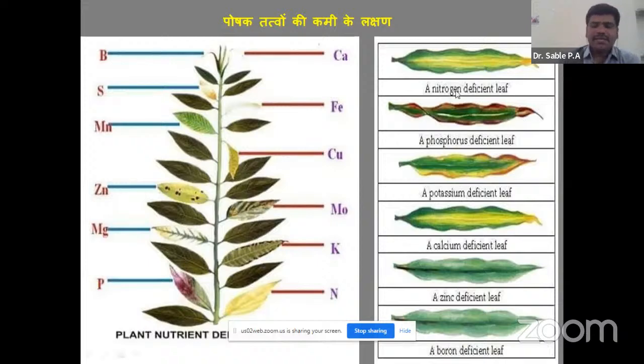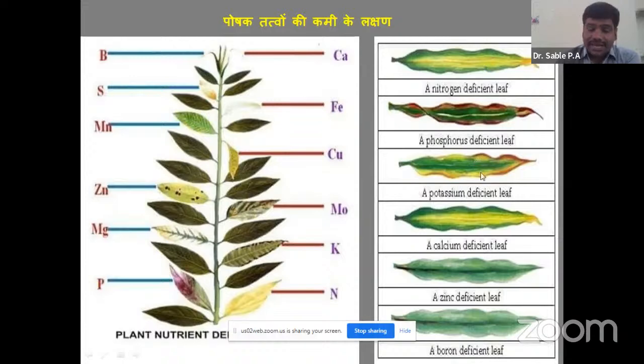Here you can see the deficiency symptoms shown by the plants, which are monocots, and in this picture the deficiency symptoms shown by dicots also. Here we can see internal necrosis, the yellowing portion, due to nitrogen deficiency. Do not confuse it with phosphorus and potassium deficiency. Complete marginal burning of the plant leaf shows phosphorus deficiency. If it is only tip burning, it can be considered potassium deficiency, and this is calcium, then zinc.